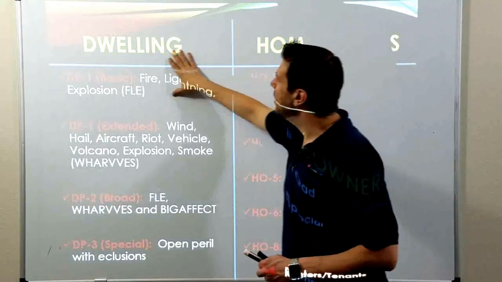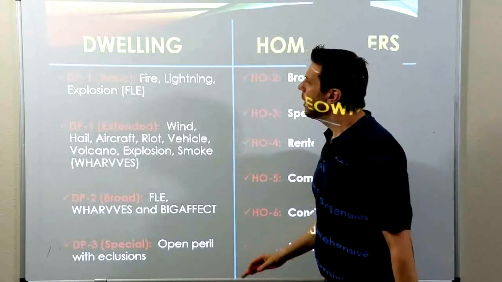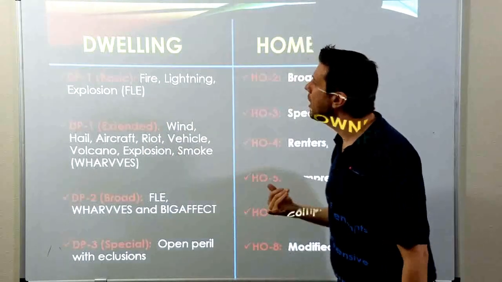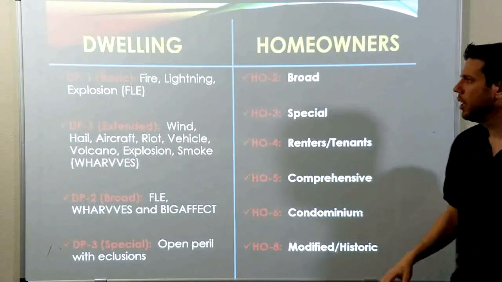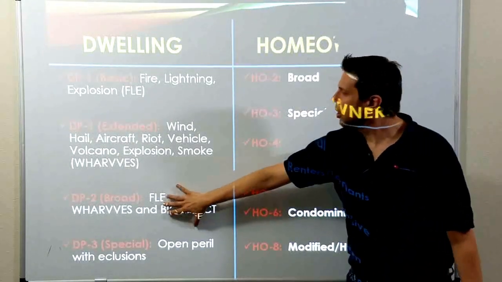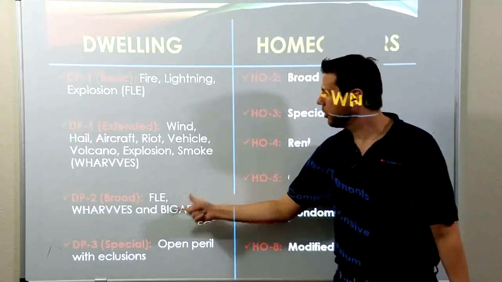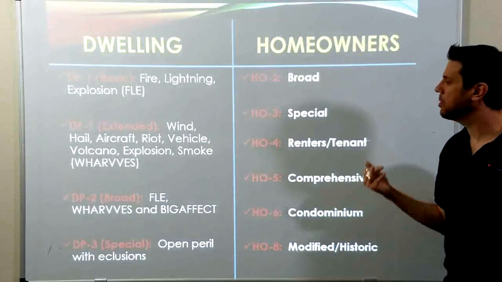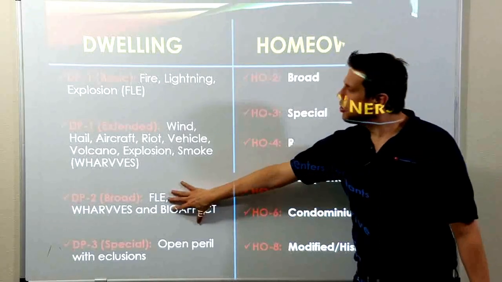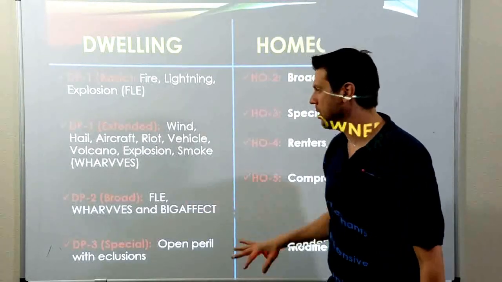The dwelling policy basic perils are fire, lightning, explosion, external explosion. The dwelling policy extended perils are wind, hail, aircraft, riot, vehicle, volcano, explosion, smoke. Volcanoes were 7 days. The dwelling policy 2 broad policy covers the basic and extended perils, plus burglary, ice, glass, accidental discharge, falling objects, freezing of plumbing, electrical, collapsing and tearing asunder. The DP2 extends the vehicle coverage to a person in the house damaging the house.